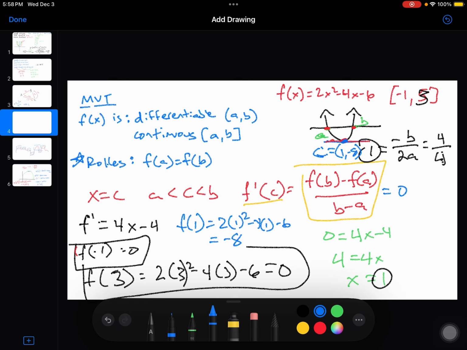So hopefully next time you see the mean value theorem, you don't clench your teeth and pull your hair out, because that doesn't make any sense. It's really just x1, x2, y1, y2, and then finding the slope in between those.